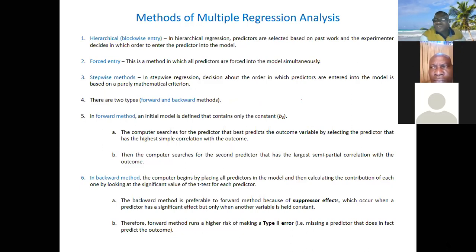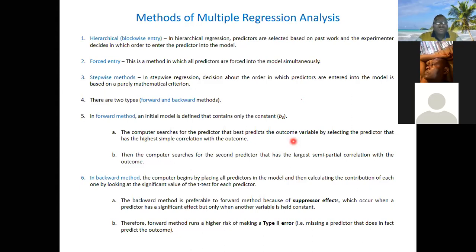Now we have the forced entry method. It's a method in which all predictors are forced into the model simultaneously, in a situation where you don't have information. This one is more useful in exploratory analysis. Maybe you just stumble on survey data, and you see a lot of variables that may serve as predictors, so you just bring them in. That's forced entry. With this type of thing, sometimes you may not be able to make head or tail of it if you don't understand the variables you are dealing with.